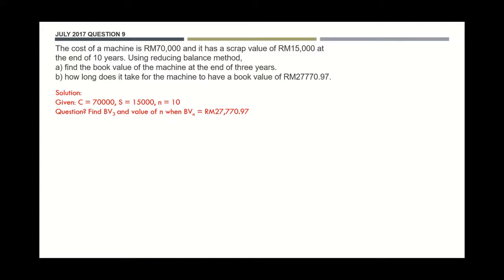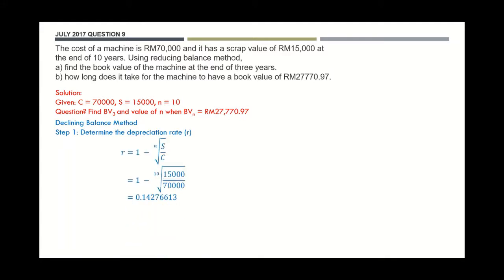So since in this case we are using the declining balance method, remember, whenever you are using the declining balance method, the first thing that you need to do is to determine the depreciation rate if it is not available. So in this situation, the depreciation rate is not given. So that means you have to find it first. So you are given the value of C and S and N. So you can use the formula R equal to 1 minus the Nth root of S divided by C.